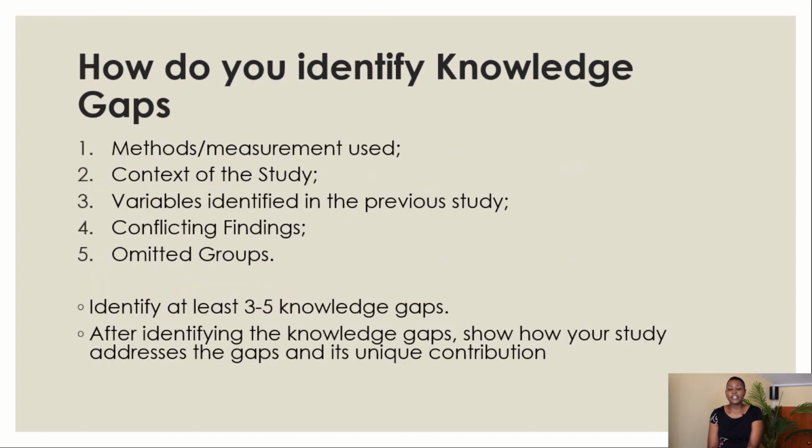How do you identify knowledge gaps? You identify knowledge gaps from methods or measurement methods that have been used in that study. Number 2, the context of the study. Number 3, variables identified in that study. 4, conflicting findings. And 5, omitted groups.